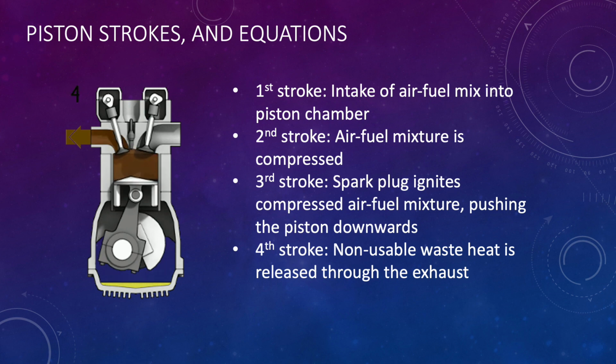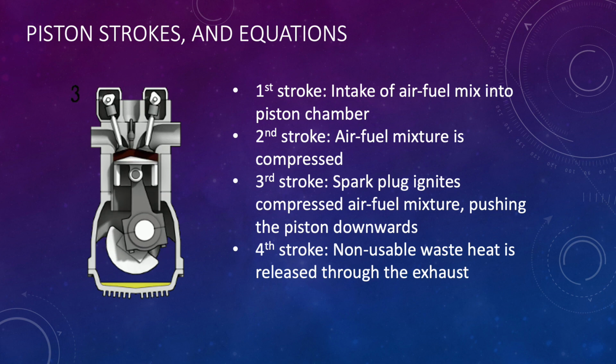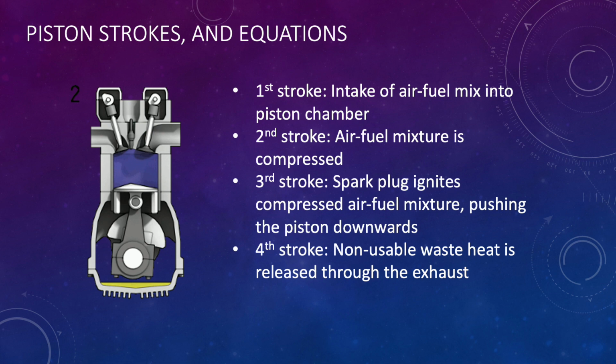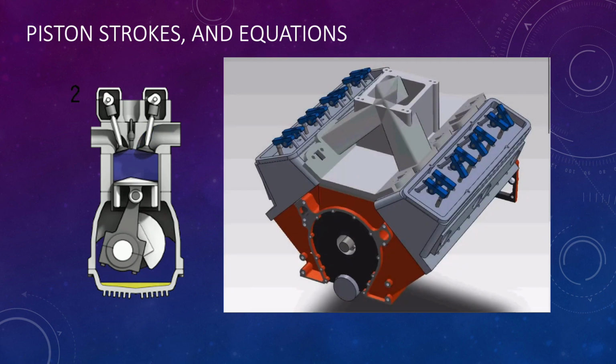The combustion or power stroke stage occurs when the pressurized air-fuel mixture is ignited, resulting in an explosion that pushes the piston downwards. This is what causes our linear motion. Each revolution of the crankshaft is complete after 2 piston strokes are complete.